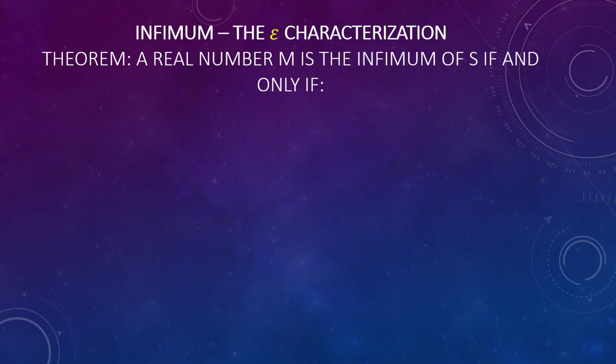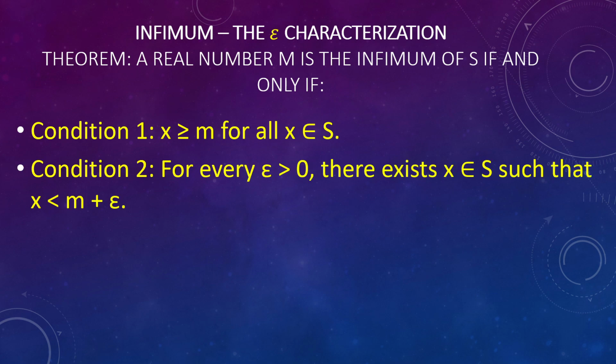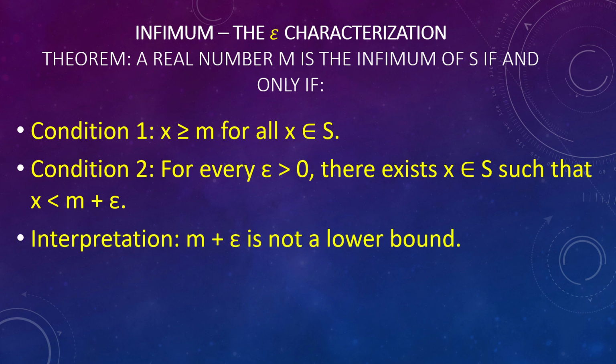This theorem provides an important characterization of the infimum. A real number M is the infimum of a set S if and only if two conditions are satisfied. First, M must be a lower bound of the set. Second, for every positive epsilon, there exists an element X in the set such that X is less than M plus epsilon. This means that M plus epsilon cannot be a lower bound. There will always be an element of the set lying below it.